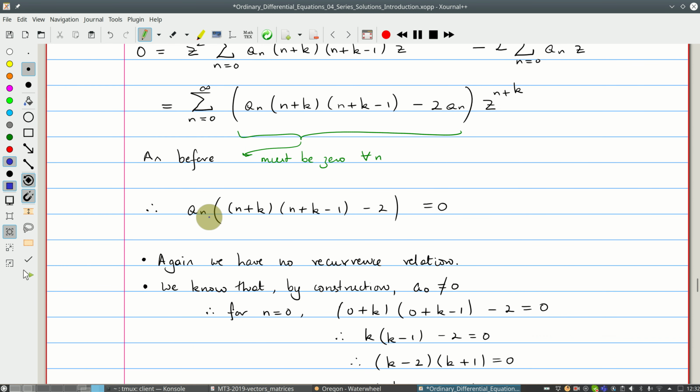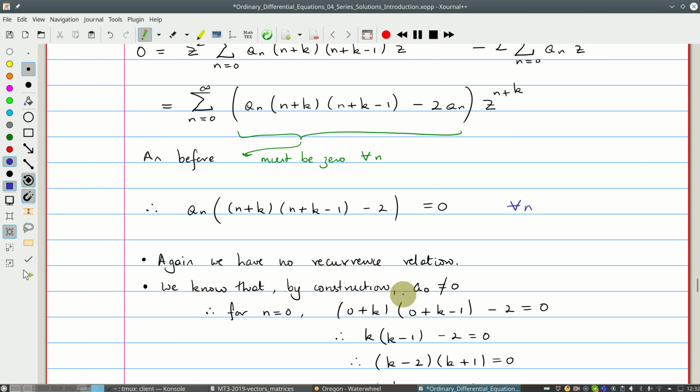Therefore, a_n in brackets times this term is equal to 0 for all n. You can put that down here, for all n. And again, we have no recurrence relation. There's only an a_n here. That hasn't changed.